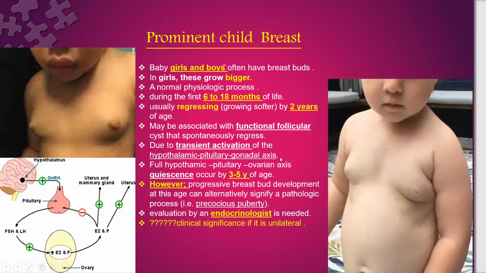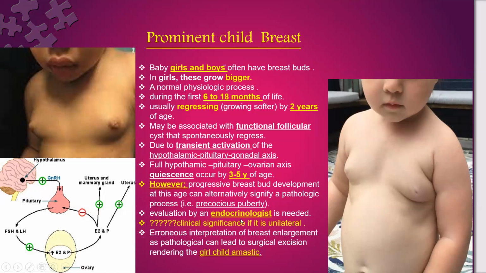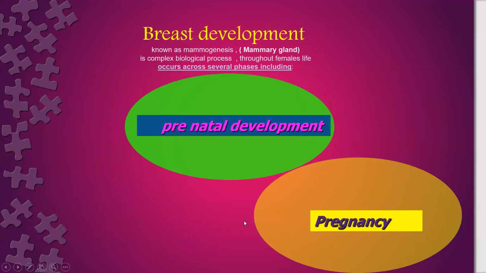What? I think it's a mass. Yes, yes. And if they think it is a mass and it is misdiagnosed, what will be the problem? Surgery. Baby girl, baby boy, no problem. But if it is a baby girl, it will end with amastia. Excellent, well done. So erroneous interpretation of breast enlargement as pathological can lead to amastia in a girl child.